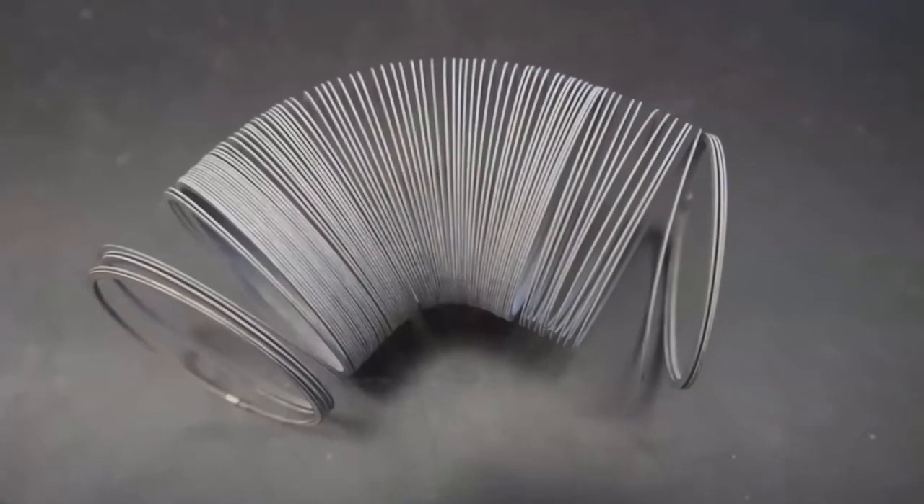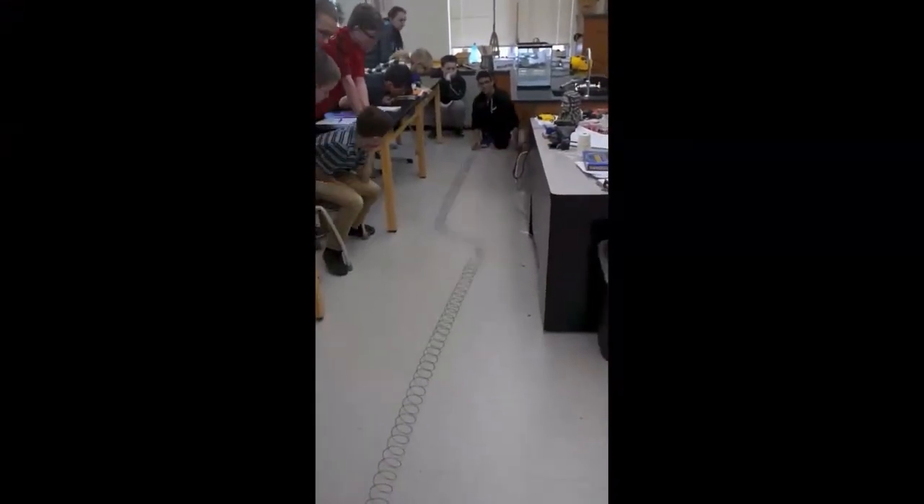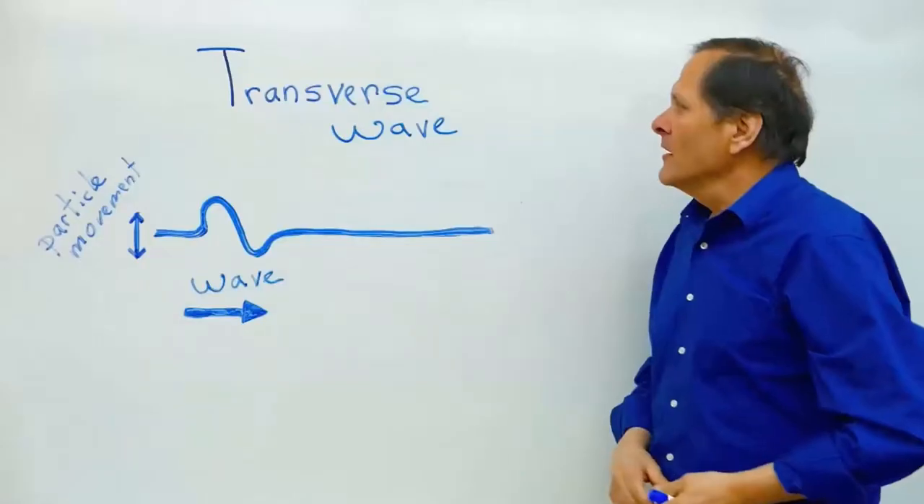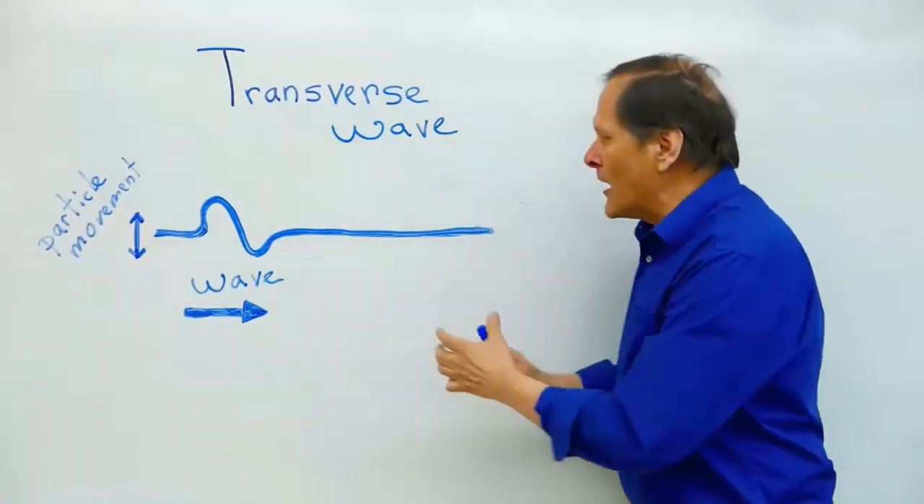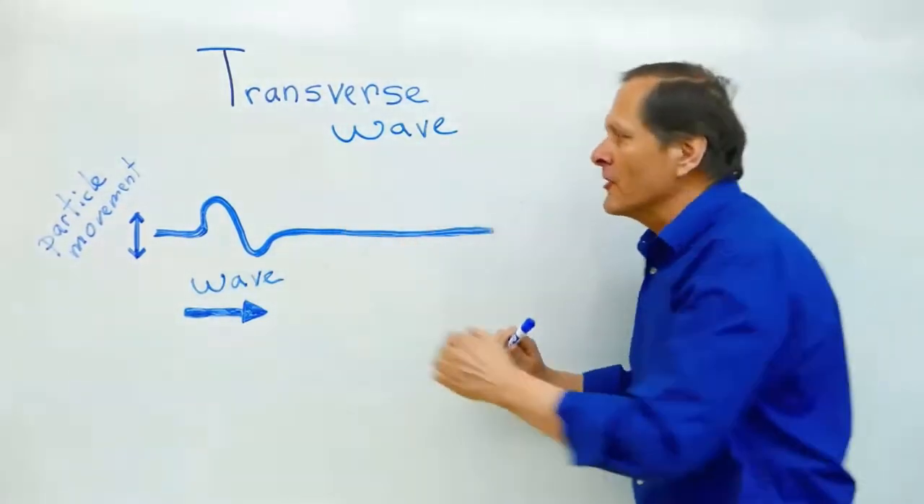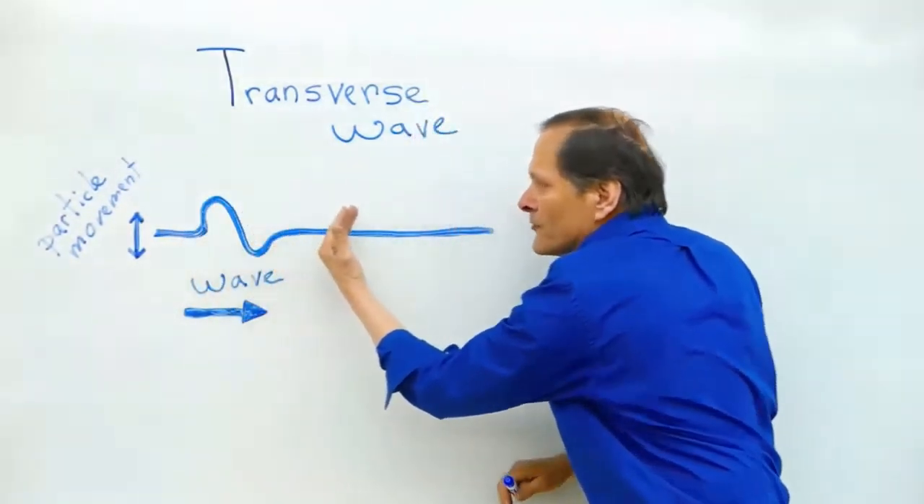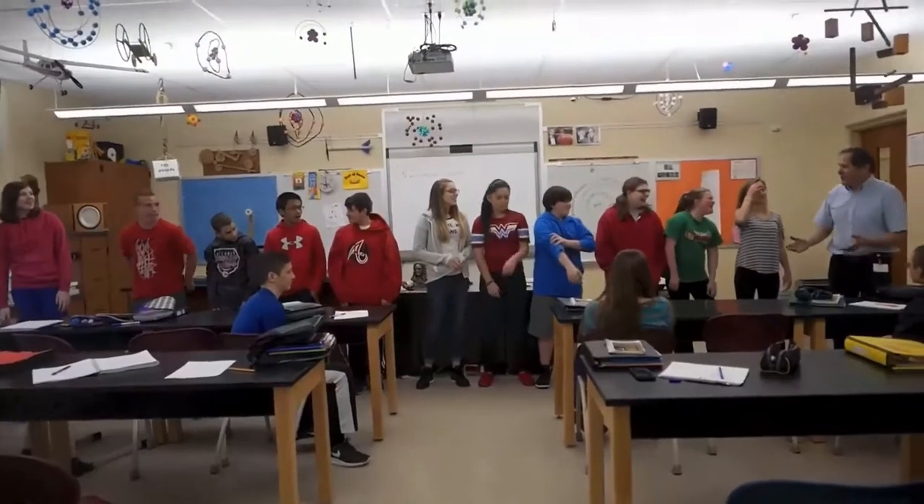We could also use a slinky. Now what we're looking at is a transverse wave. The material is going to stay stationary. The particles of the material move up and down as the wave moves forward through it. That is a transverse wave.